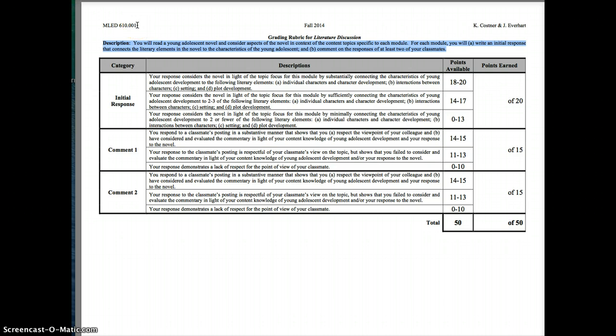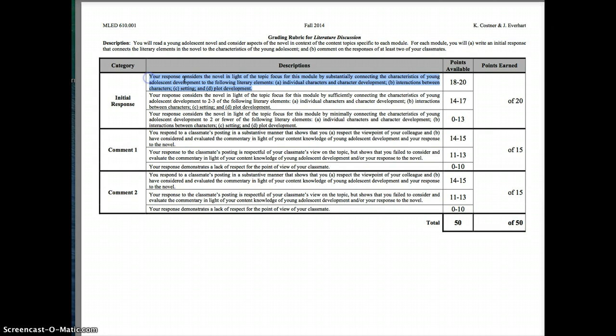So you'll read a young adolescent novel and consider that novel related to the lens, as I just stated. For each module, you'll write an initial response related to the literary elements for the novel, and then you'll also comment on the responses of at least two of your classmates. In that way, this is similar to the structure of the online general discussion that we will be doing. So let's take a few minutes and look at the initial response.